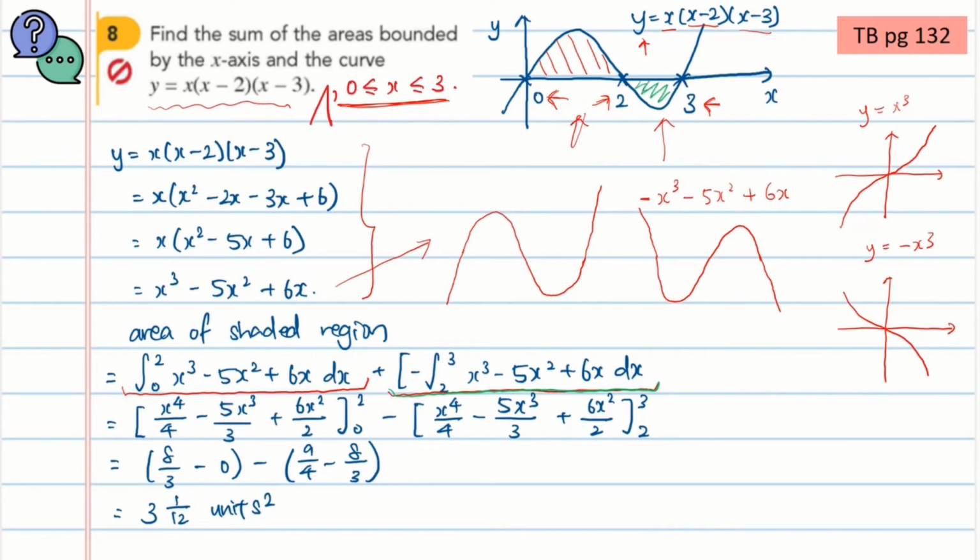Okay, so then now we can actually simplify and substitute in the values. For the very first definite integral, we are actually going to have 8 over 3 minus 0, while in the second definite integral, I will be having 9 over 4 minus 8 over 3 after I substituted in the values. So then I do my calculation using my calculator, and I will have the answer 3 and 1 over 12 units squared. I hope you're able to understand this solution here.